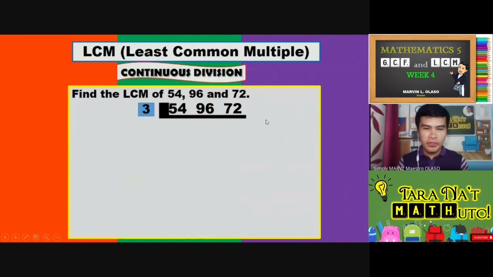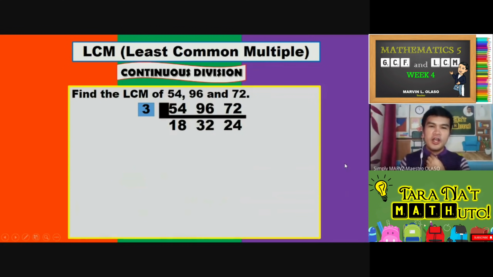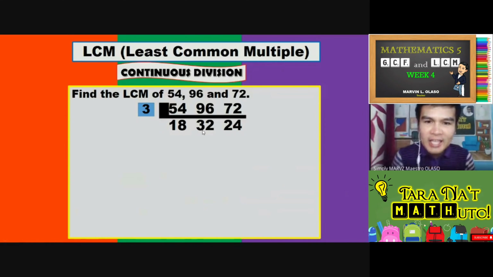For example, this one, 3. 3 can be divided in all the given. 54, pwede yan. 96, pwede yan. 72, pwede yan. Kasi 54 divided by 3, we have 18. 96 divided by 3, we have 32. 72 divided by 3, we have 24. Now, is there any number na pwedeng i-divide sa 3? 3, hindi na pwede, no? Pwede sa 18, pwede sa 24, pero sa 32 ay hindi pwede ang 3.